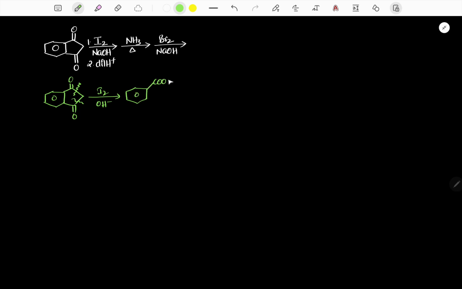This carbon will be converted into COO minus and this carbon will be converted into COO minus, and the active methylene carbon will be converted into yellow precipitate iodoform. So after acidification, it converts into the corresponding carboxylic acid, COOH.